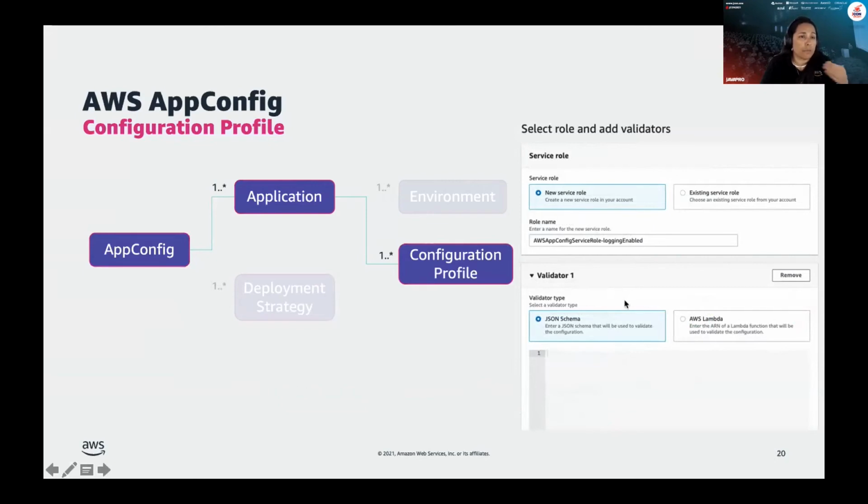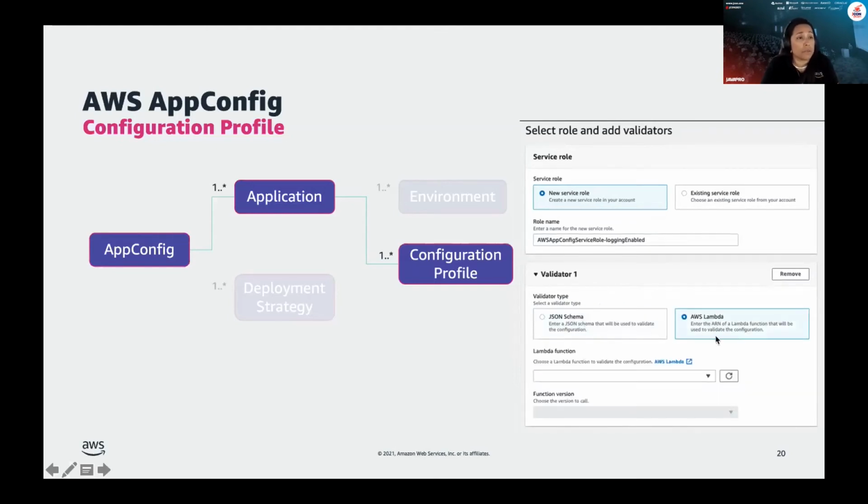As part of our configuration profile, besides telling them where the underlying configuration lives, we can provide these validators. These validators could be a JSON schema. So if you're working with JSON data, you can specify a schema. Or if you're working with different types of data, you can also specify a Lambda function. This is a serverless bit of code where you can specify your own logic and tell AppConfig, use this function. This function has specific custom logic to validate the configuration that we're going to deploy. And AppConfig will use that before it starts the deployment to make sure that configuration is valid and it won't break our applications.